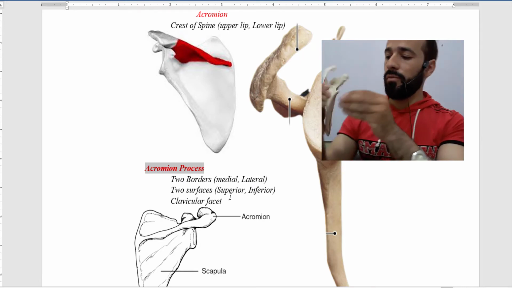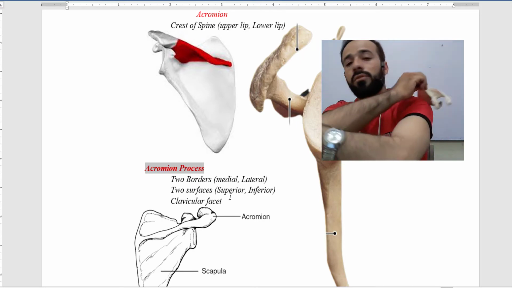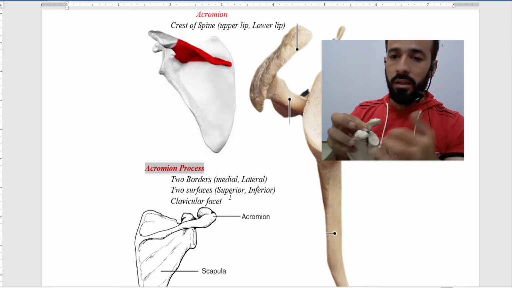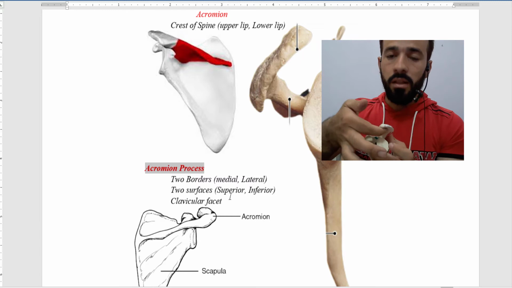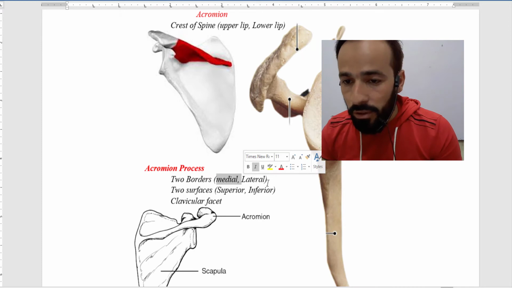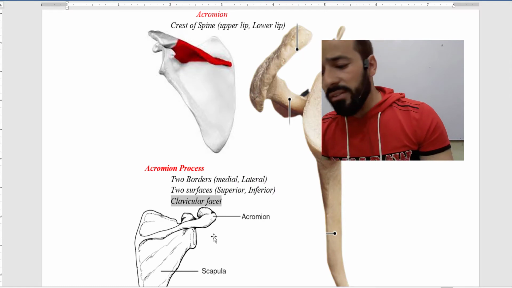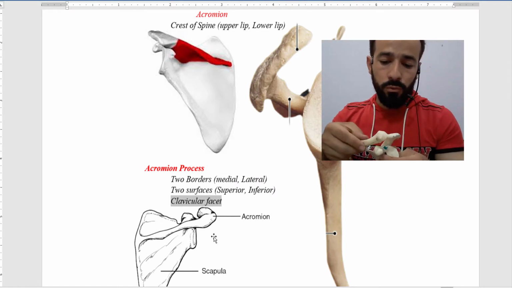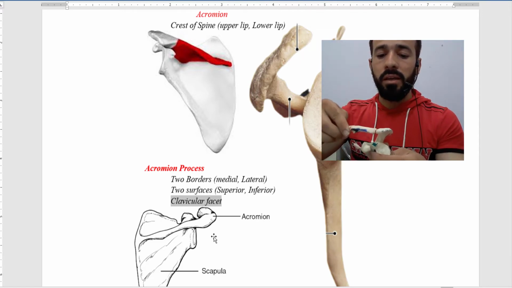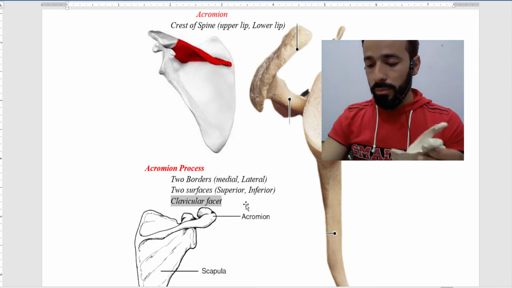If I hold this bone in its anatomical position, it is the left one, so it will be like this. This is the acromial process, and it has a medial border and a lateral border, and a superior surface and an inferior surface. There is also a clavicular facet on it, which makes a joint with the clavicle bone. They make the acromioclavicular joint. So this is the acromial facet.